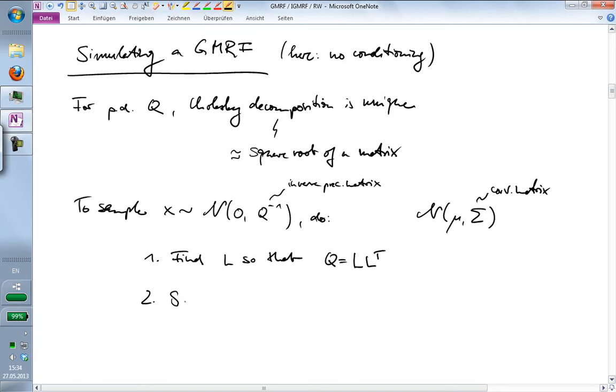And secondly, you take a standard normal sample Z. So just Z is going to be Gaussian white noise. And now you're going to color this Gaussian white noise by solving the following system here for X.